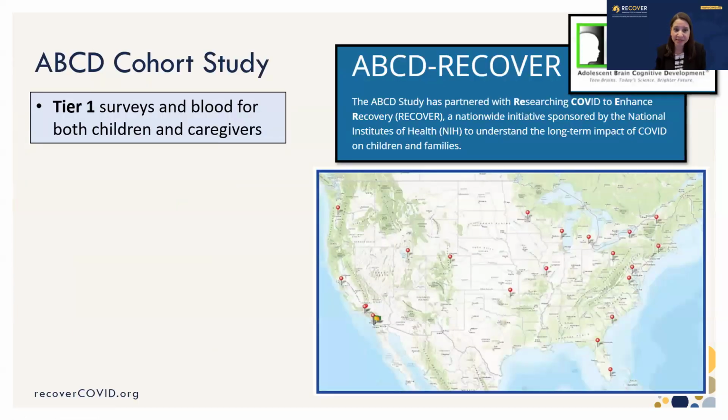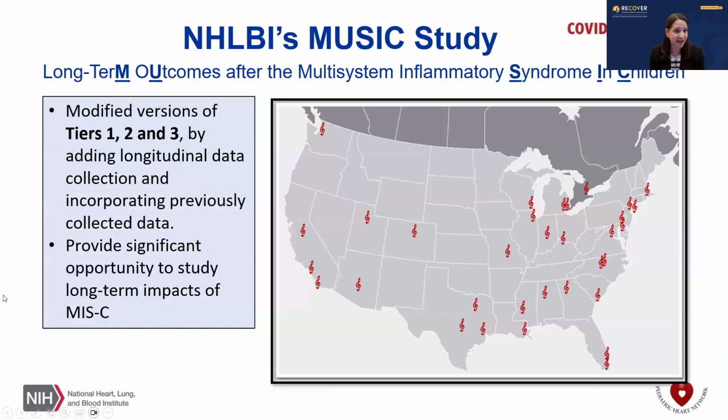So as I mentioned, our ABCD cohort of adolescents participates in our baseline assessment because they are already a longitudinal study on their own. And they collect survey elements as well as biospecimens at baseline. Next slide. Our MUSIC cohort, focused on children with a history of MIS-C, do modified versions of our different tiers to follow these children for longer, to give an opportunity to study the long-term impacts of having had MIS-C.